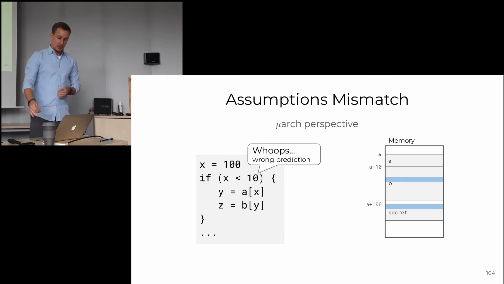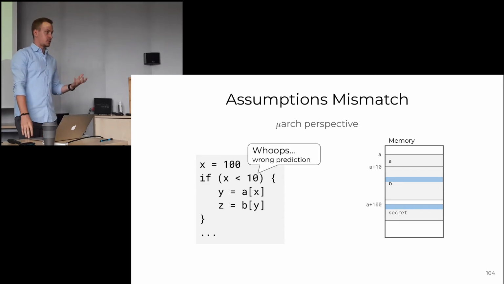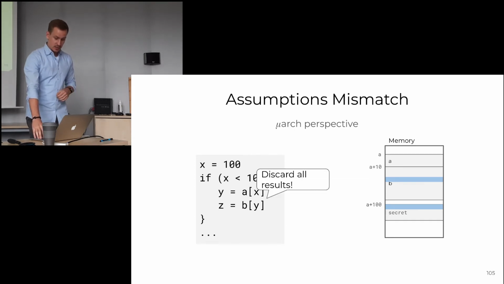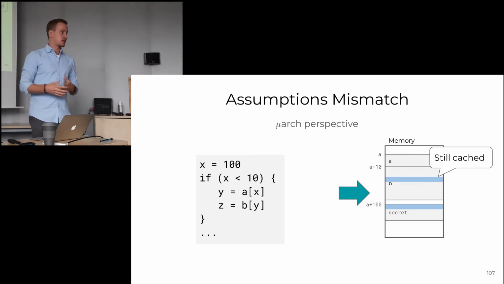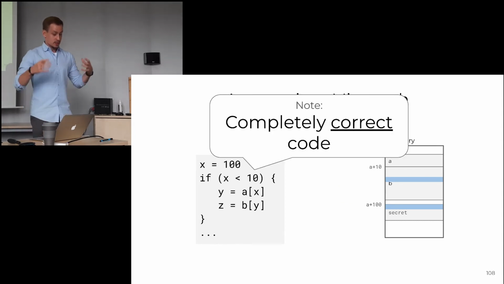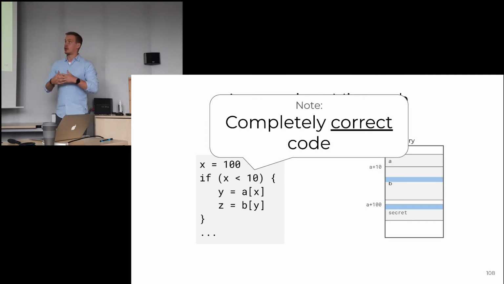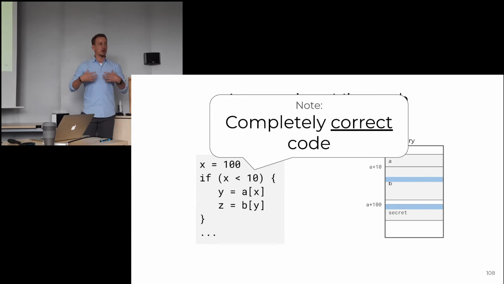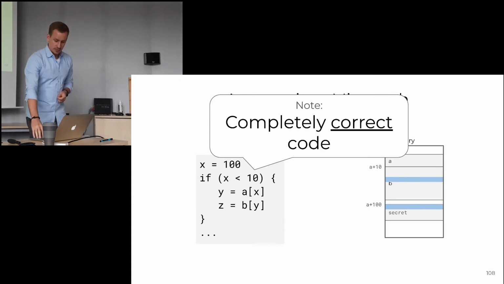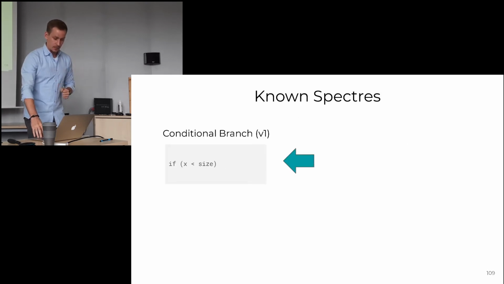And accordingly, afterwards, when the CPU detects that this was a wrong prediction, it will cancel the results, but the changes in the cache, they will stay untouched, so the attacker can still access them. It's again with the packet. And again, we have the situation where the code is completely correct. It does not have a buffer overflow in it from the software perspective, but this microarchitectural optimization exposes it and introduces a buffer overflow in a completely correct code.